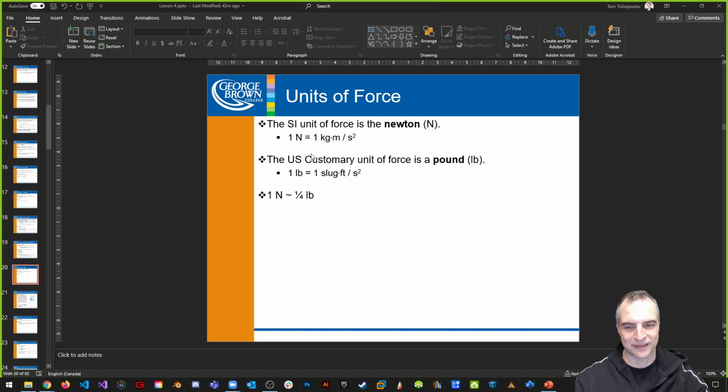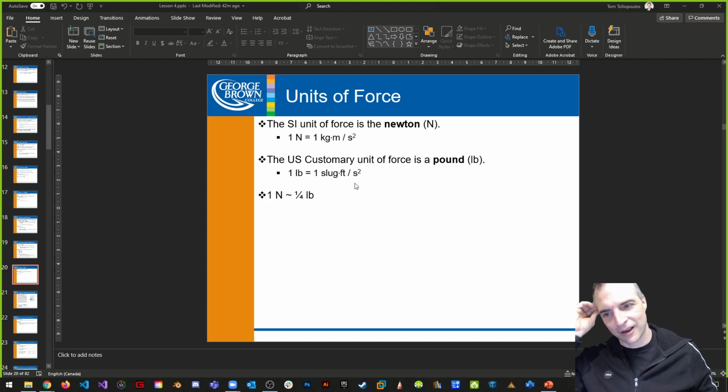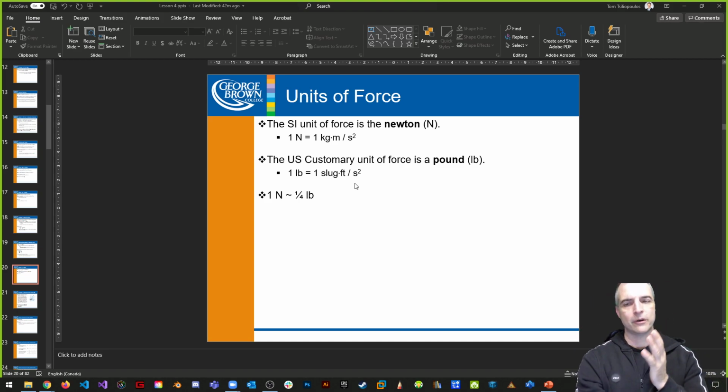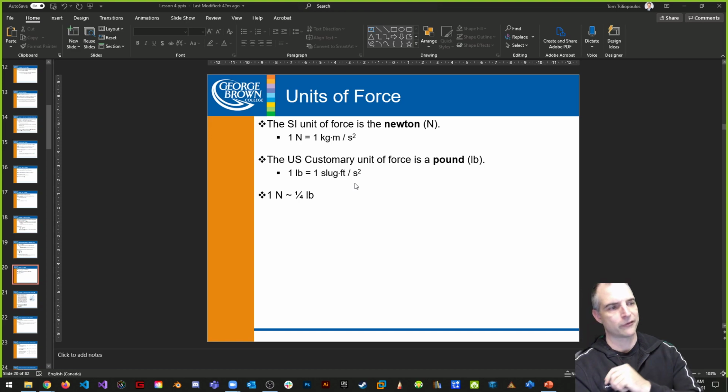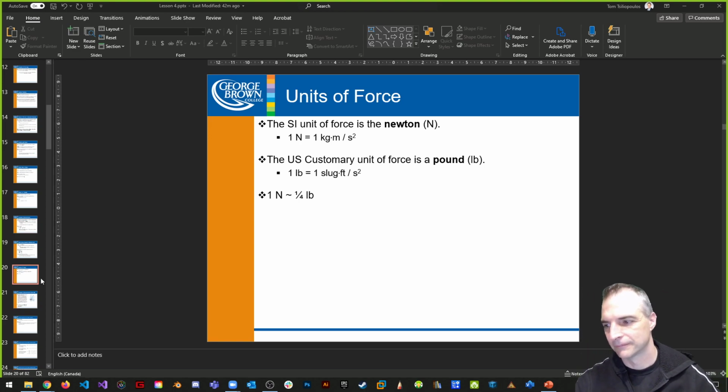Also, you might think of another way I found funny, which was 1 slug foot per second squared. 1 slug foot. I like that. And one thing to look at is 1 Newton is approximately equal to a quarter pound of force. A quarter pounder. All right.